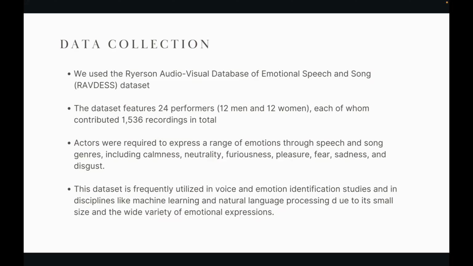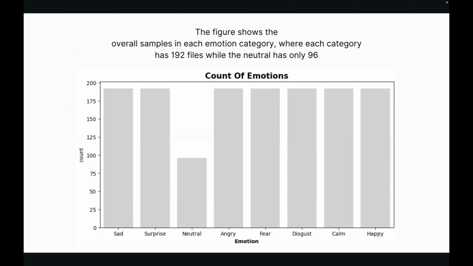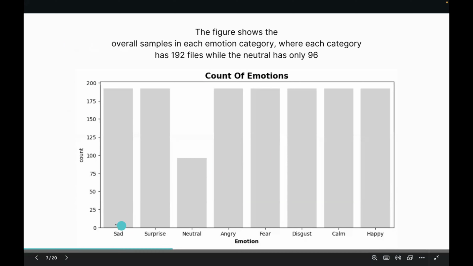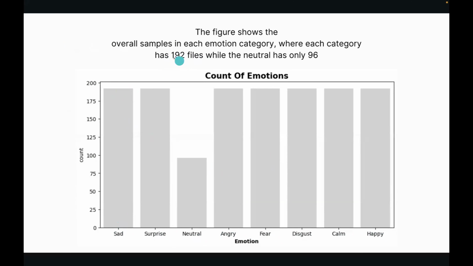This data set was used because it has a variety of emotions, around 8 emotions. So it is considered a good data set for testing and training models and researching the connection between speech and emotions. This is just a graph representing the 8 emotions in the data set: sad, surprise, neutral, angry, fear, disgust, calm, and happy, where we have around 129 to 122 files for each emotion.